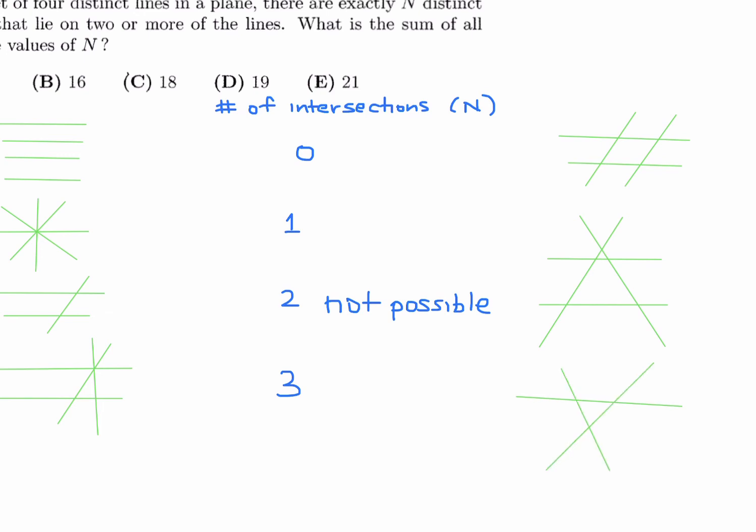Let's see here. Something like, that's 3 already. And then if I do that, that'll be 6, right? 1, 2, 3, 4, 5, 6, yeah.